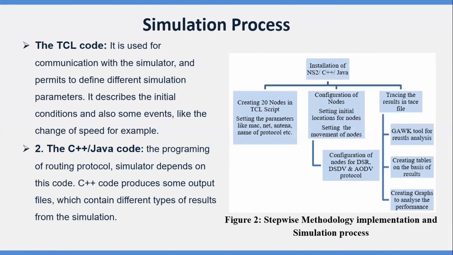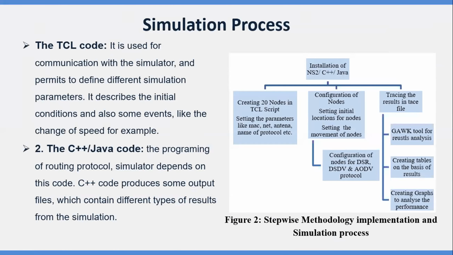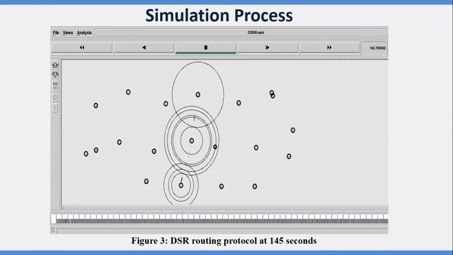This is the simulation process. TCL code is used to configure the simulation nodes, set the initial location for nodes, and set the movement of nodes. Also, configuration of nodes for DSR, DSDV, and AODV protocols. A trace file is used for tracing the results, and the GAWK tool was used to analyze the results. And Microsoft Excel was used for creating tables and graphs for analyzing the results.